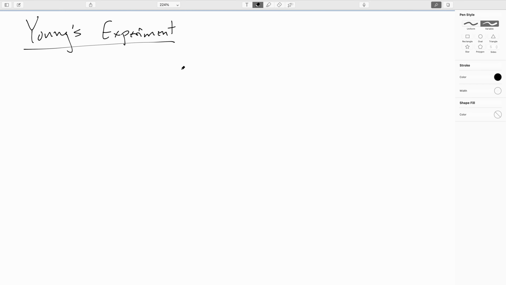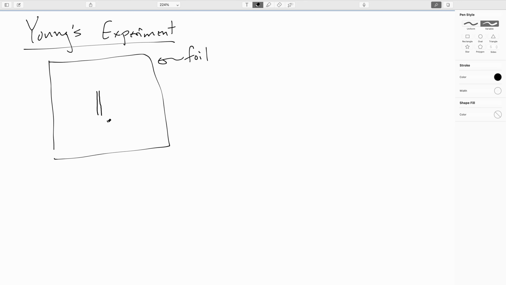What you do with your aluminum foil. So say this is your piece of foil here. I mean, Young did this much fancier, but this is the idea. So say you take your foil sheet, you make two slits with your X-Acto knife as close as you possibly can to the foil. And then you can look through the slits at a light source.